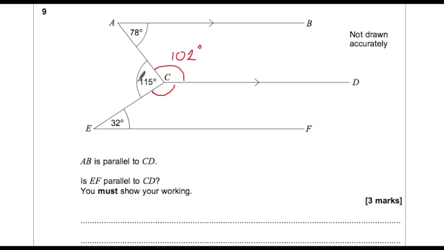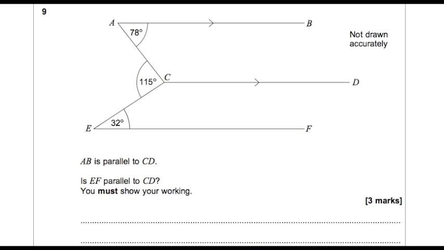So now using angles around a point, we can do 360 minus 102 minus 115, and we get the angle below is 143. So if we do 143 plus 32, that gives us 175. So they're not parallel because this does not equal 180. So let's see what they want.